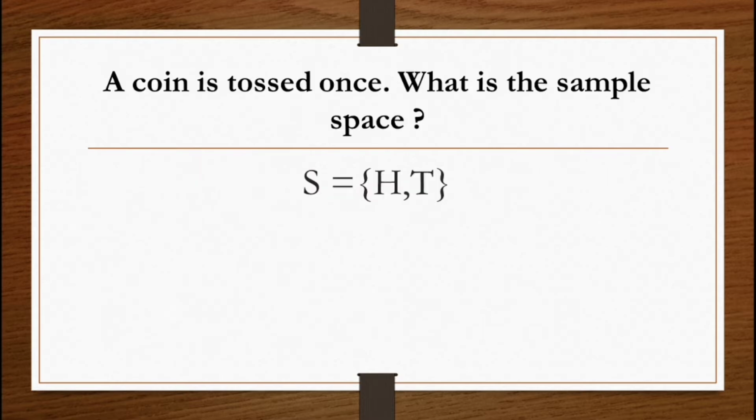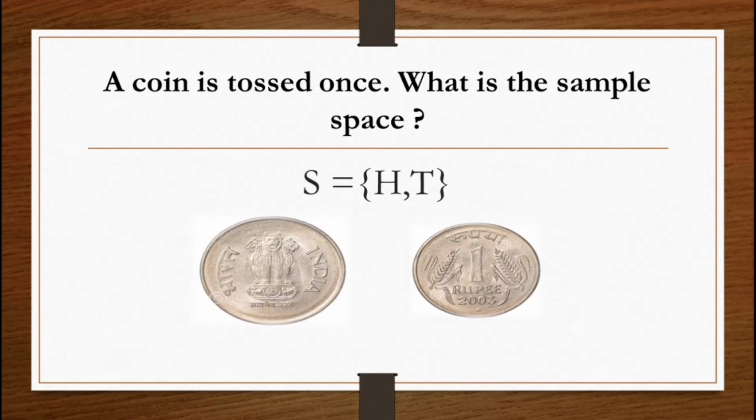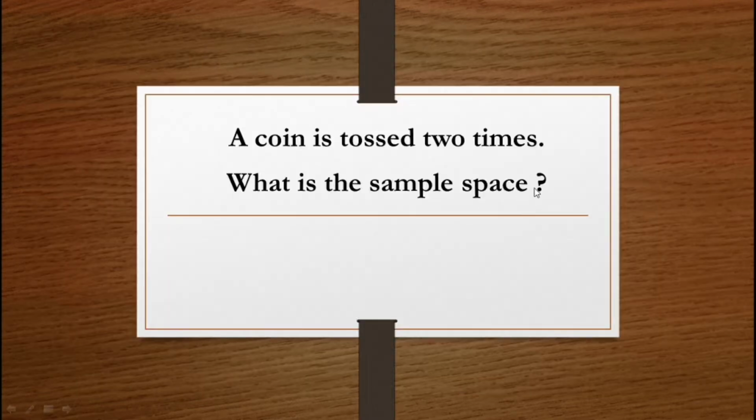Now let us take an example of tossing a coin. What is the sample space if a coin is tossed once? You may get head or you may get tail. The sample space would be {H, T}.